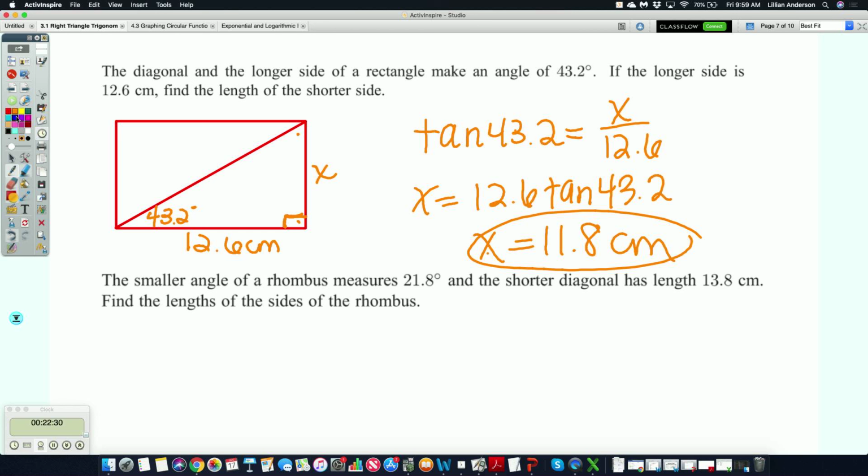The smaller angle of a rhombus. All the sides of a rhombus are what? They are equal, okay? You get a good geometry review today, okay? All the sides of a rhombus are equal. And it says the smaller angle of a rhombus measures 21.8. This would be the smaller angle, 21.8 degrees. Then it says the shorter diagonal has a length of 13.8. So I need to draw my diagonals.